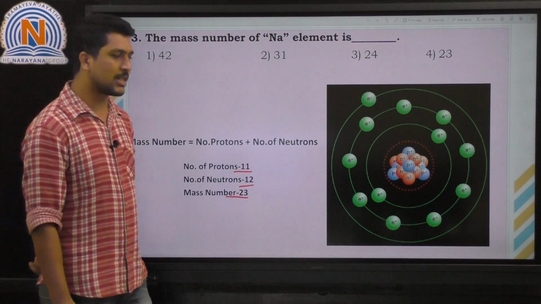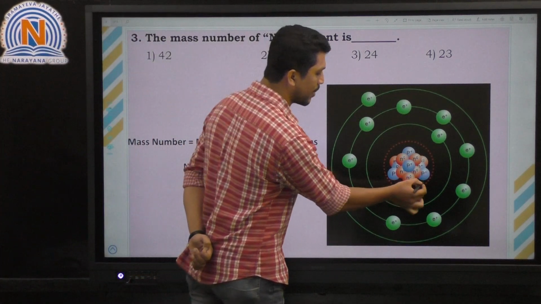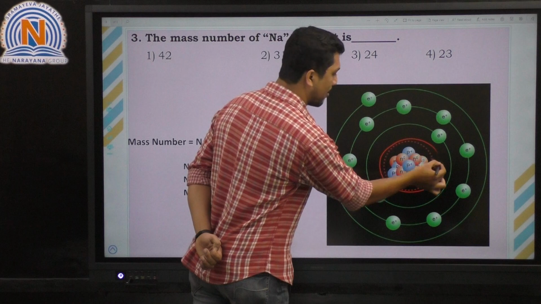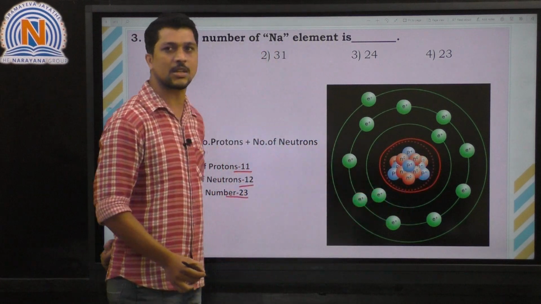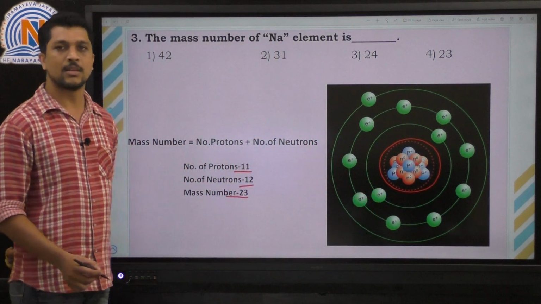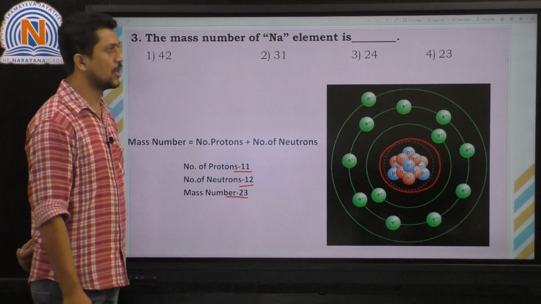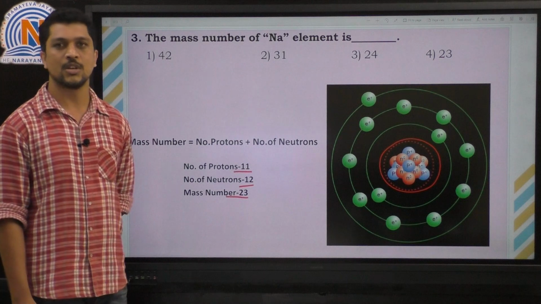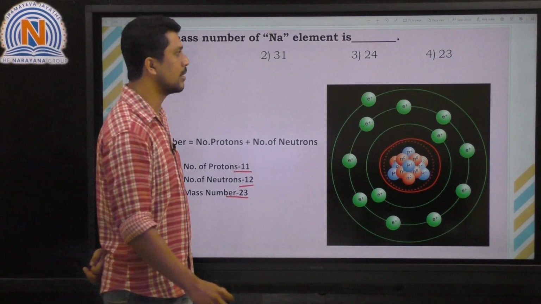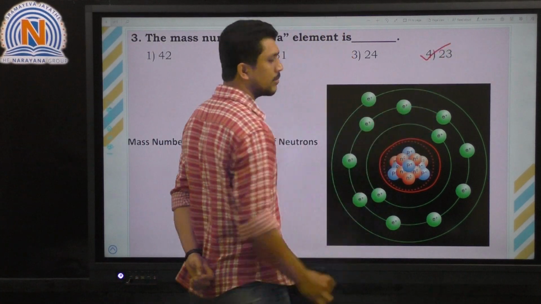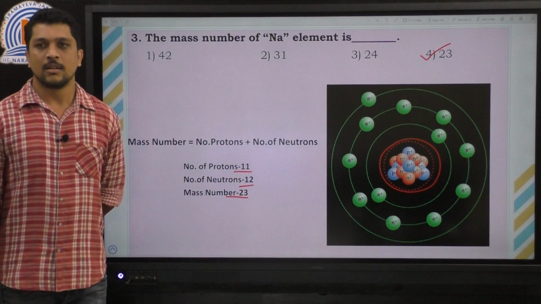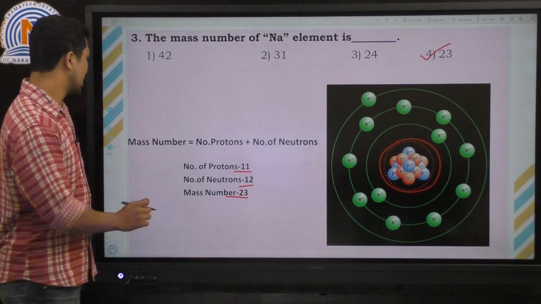Right? We know that protons and neutrons are present in the nucleus. So the number of protons plus the number of neutrons is called the mass number. So the sodium atomic mass is 23. So the correct option is the fourth option. Let's move on to the next question.